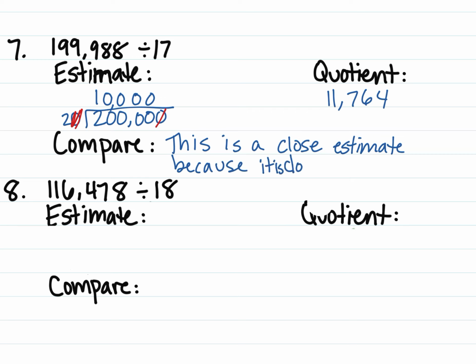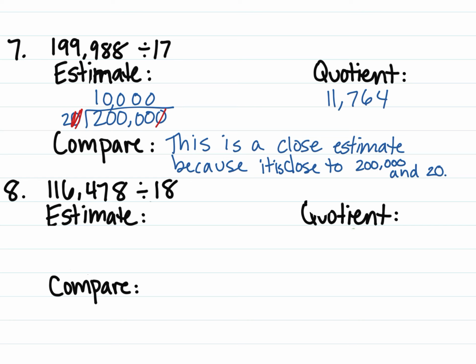because it is close to 200,000 and 17 is close to 20.